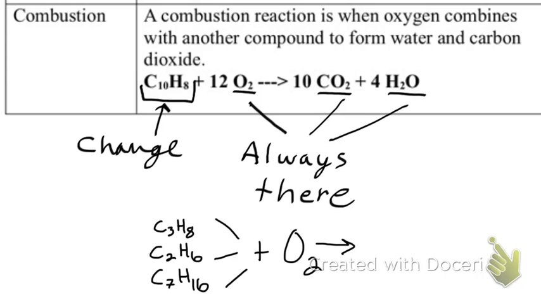At that point in time, when any of these combine with O2, or anything that looks like them combines with O2, you automatically know water and CO2 are going to be the products. And from there, you just balance it by adding coefficients like we did for this top one. So that is a combustion reaction.